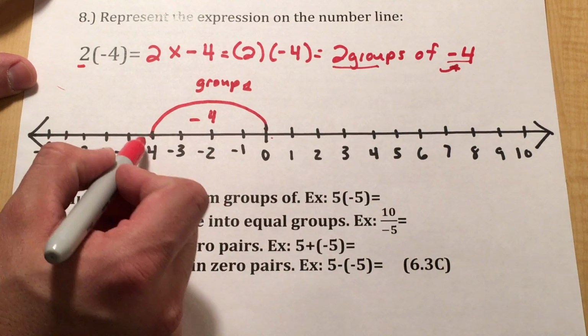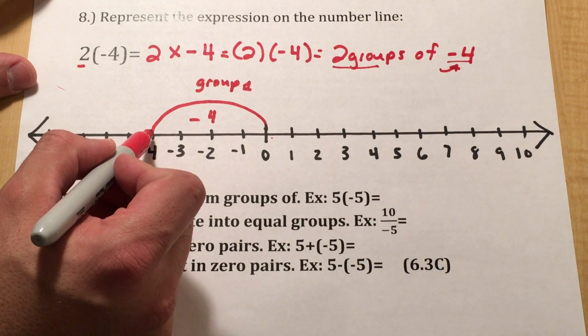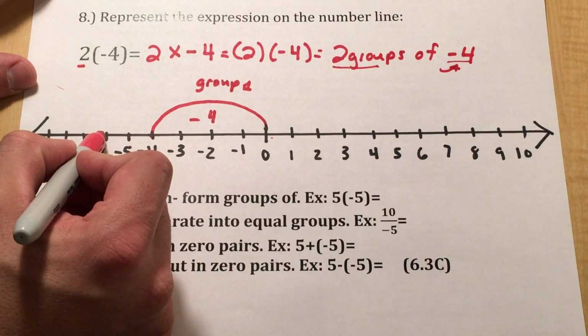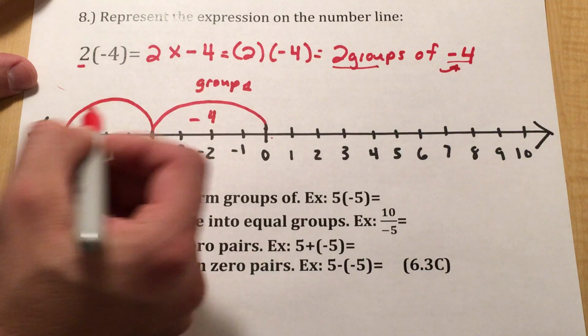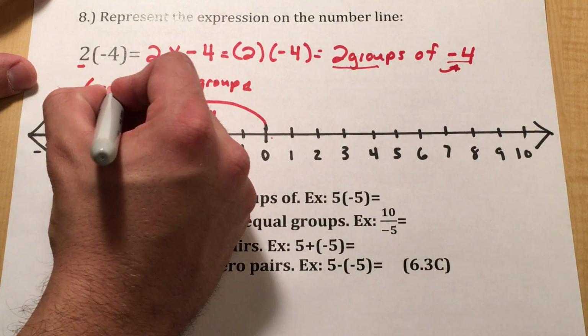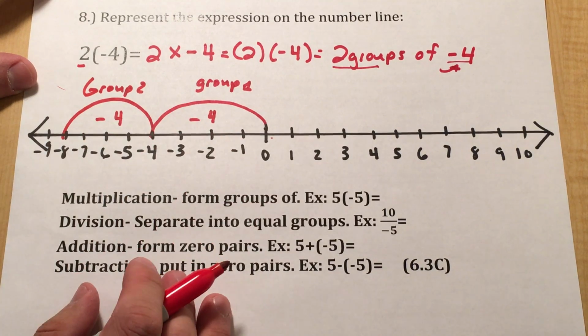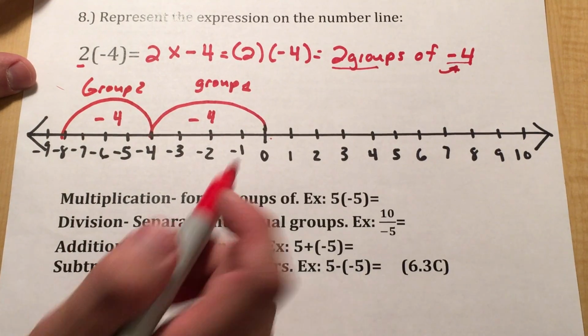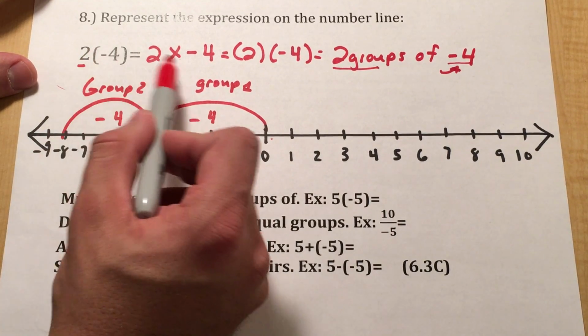So there's -4 inside of this group, and now we have 2 groups of -4. So if this is our first group, we're going to have to do another group with another -4 inside. So it'd be -1, -2, -3, -4. So this is going to be our second group. This is group 2. And there's also -4 inside this group. So we've just represented 2 groups of -4, which is the same as 2 times -4, right?